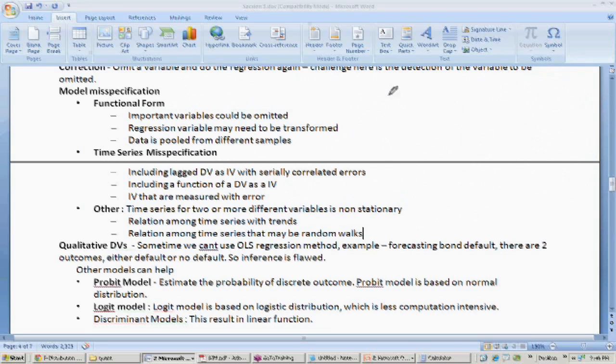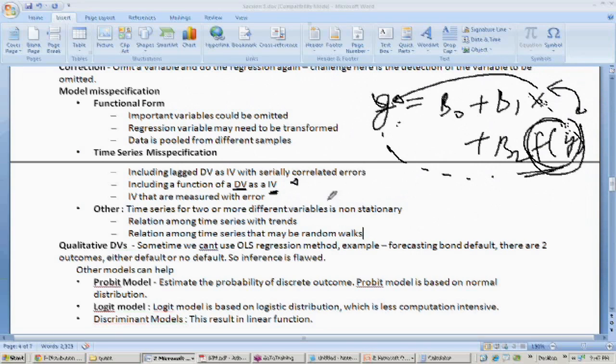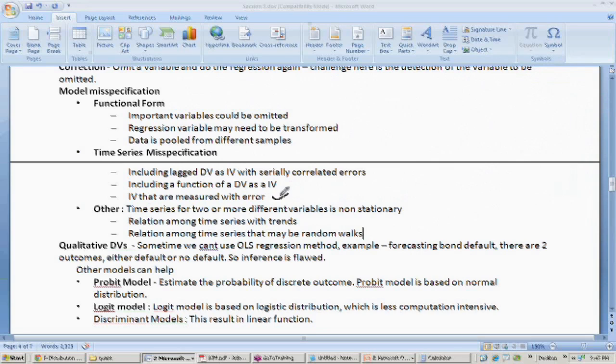Another is including a function of the dependent variable as an independent variable. So you have, let's say, y equal to b0 plus b1x plus b2 times some function of y, which you have included as an independent variable. This is again a problem, because we are saying the independent variable drives the dependent variable, but here the independent variable does not. Also, we assume these two variables are not correlated, but here they may be. So having a function of the dependent variable as an independent variable is a problem.